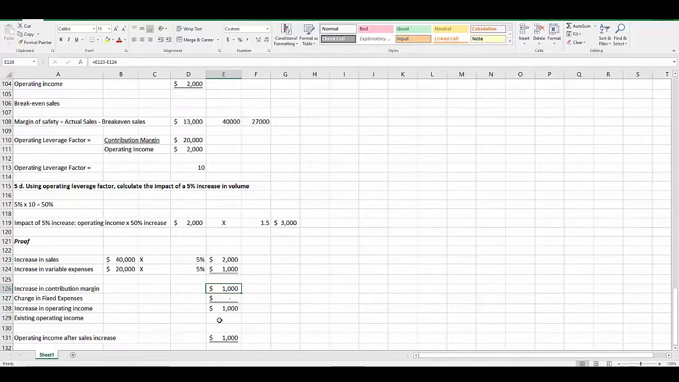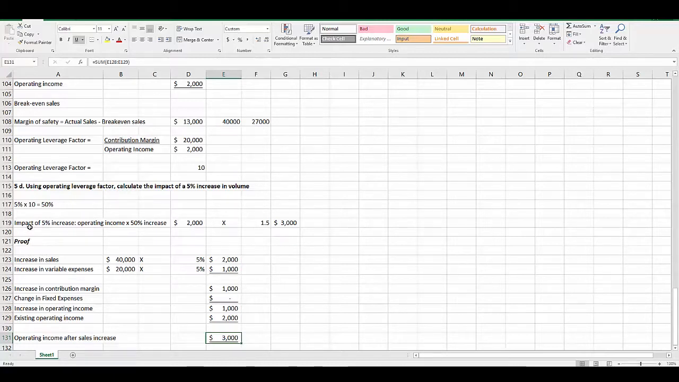So this will give you an increase of $1,000 in your operating income. Your existing income is 2,000. You add your increase in operating income as a result of a 5% increase in volume. This will now give you a $3,000 total operating income after the sales increase. So you see the 3,000 does match. So this works. Rather than doing all of these calculations, you're just doing one line.